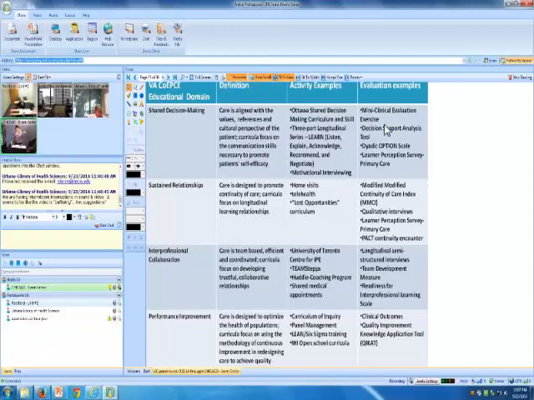So each site is doing a little bit different of an evaluation because these models were developed individually at each site. So for sustained relationships, the care is designed to promote continuity, and the curricula should focus on longitudinal learning relationships. So this has been an issue for nursing, for nurse practitioner training, because if anybody in the audience is a nurse practitioner? Okay, only a couple. Okay, if you think back to your training, I'll tell you what mine was.